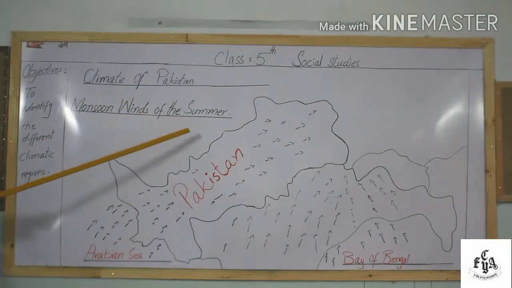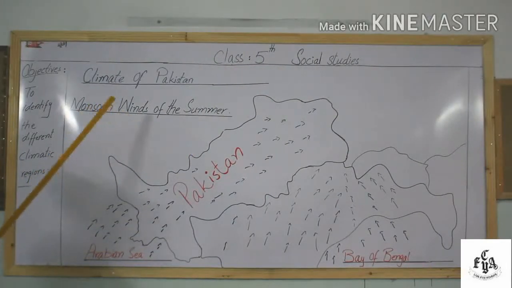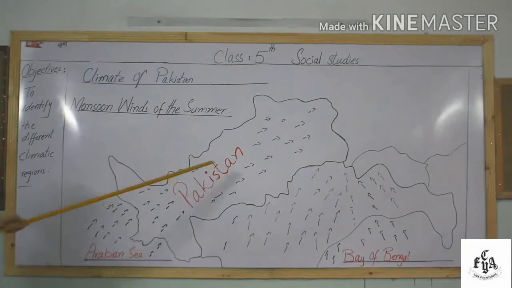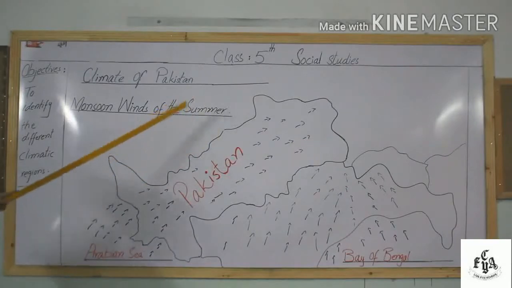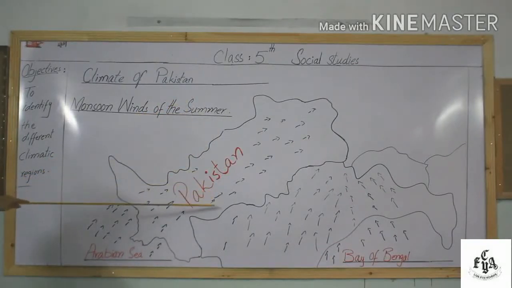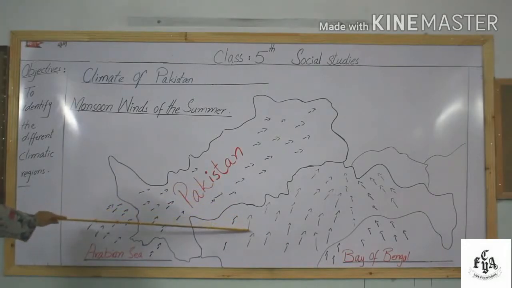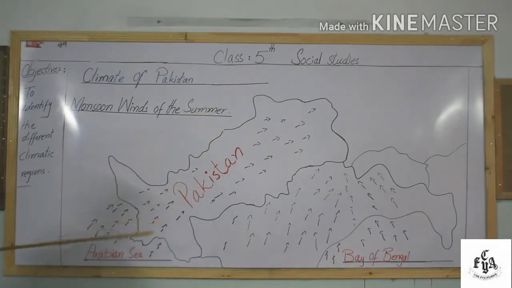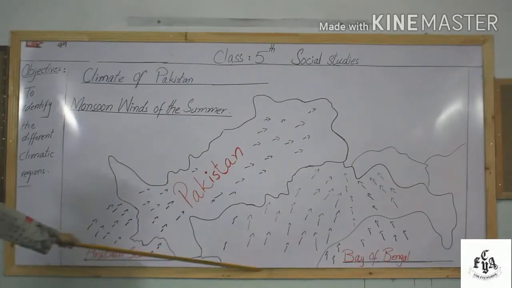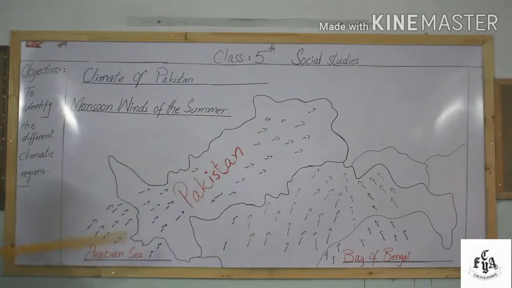The monsoon winds of summer, these winds blow from sea to the plain areas. Why? Because in summer the temperature is so high, up to 50 degrees centigrade, so that the heated air is light in weight. That is why it just rises in the air, and that is why the colder air of the sea moves towards the plain areas. That is why the monsoon winds of summer always blow from the sea to the plain areas. In Pakistan, the monsoon winds of summer blow from the Arabian Sea.